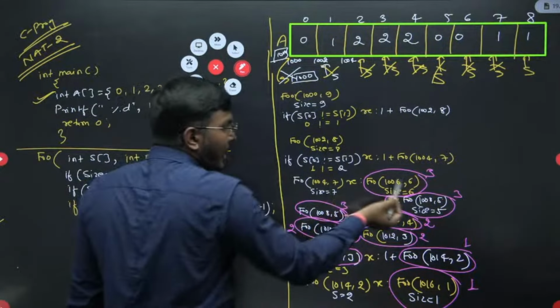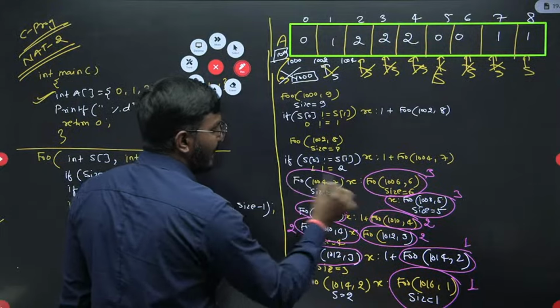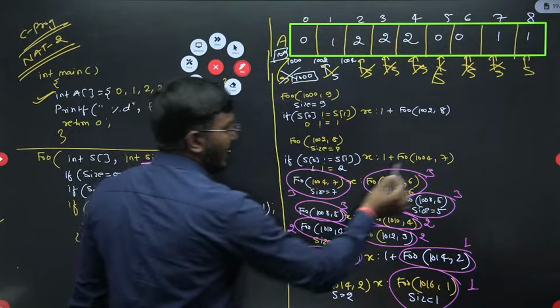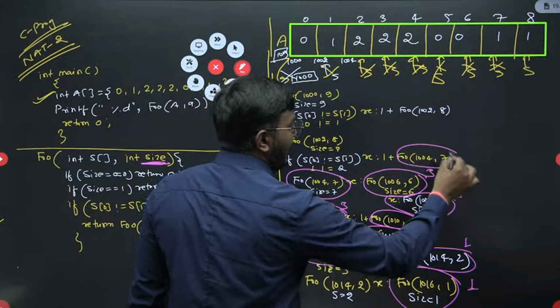So again, where was it called from? It was called from 1004, 7. So the value of this is 3 only. So again, the value of 1004, 7 is nothing but 3.